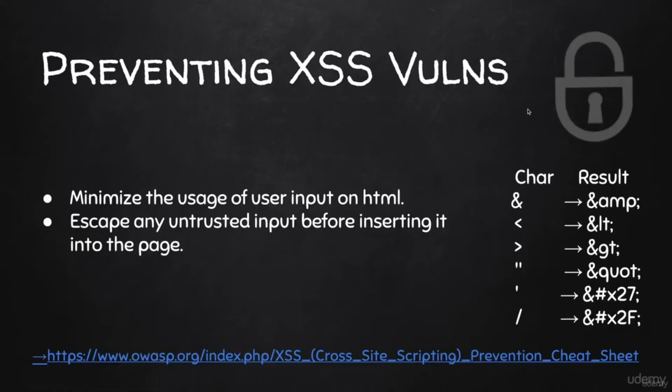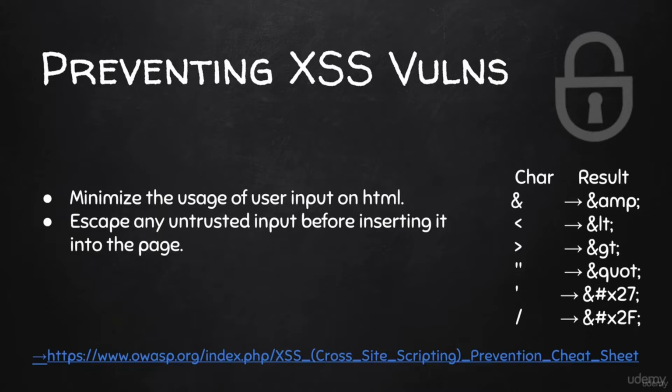Now let's talk about how we can prevent XSS vulnerabilities. The way these vulnerabilities happen is because whenever a user enters something into a text box or into a parameter, that input is displayed into the HTML. So it's treated as if it's part of the page, and therefore, if there is JavaScript in it, the code is being executed.